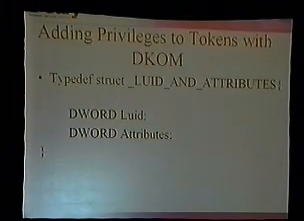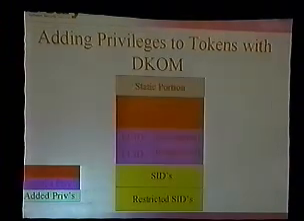So we'll talk first about adding privileges to a token using the DCOM method. Every privilege in a token is represented by a LUID and attribute structure. A LUID is a locally unique ID. The attribute is such as: the privilege is enabled, the privilege is disabled, or the privilege is enabled by default. That's what's contained in the attribute DWORD.